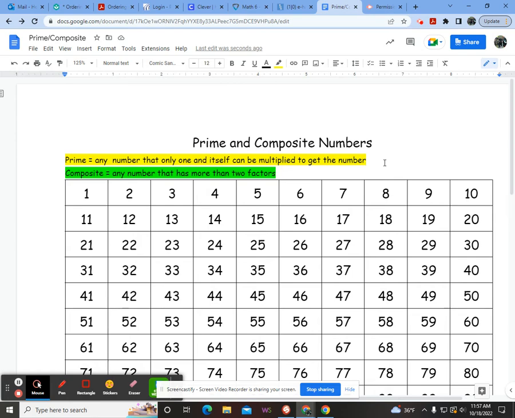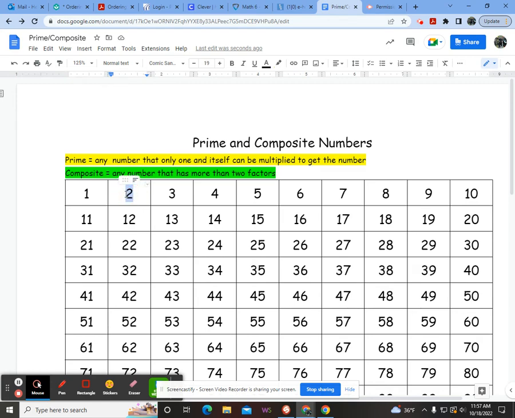Now, the number 1 is not considered prime or composite. Anyone know why based on those definitions? A prime number is any number that only one and itself can be multiplied to get, so it has two factors. A composite number has more than two factors. 1 is not considered prime or composite because the only thing it is, is 1. It doesn't have a factor. It is just 1. It's itself. So it's not prime or composite.